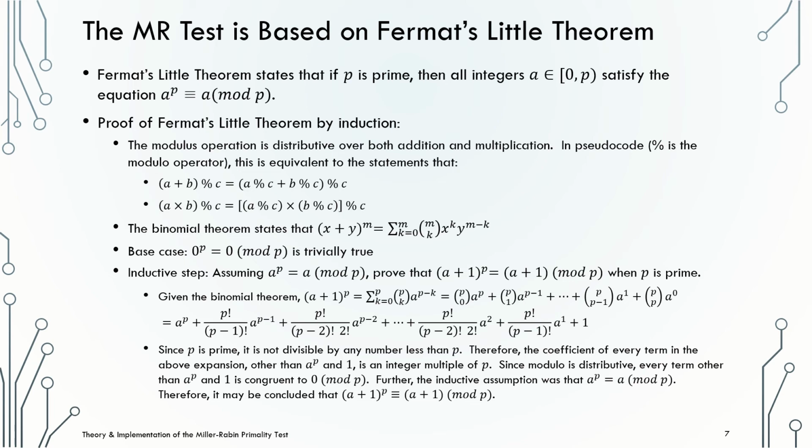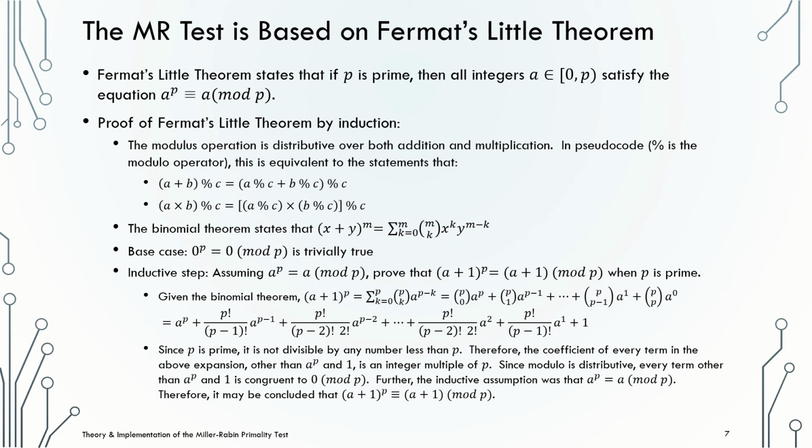If you're interested, Wikipedia has a great page explaining a number of proofs of this theorem. But let's dive into the one that uses the binomial theorem. So we're going to prove this by induction. The base case, that 0 to the p equals 0 mod p, is trivially true. The next step is assuming that a to the p is congruent to a mod p, then (a + 1) to the p is congruent to a + 1 mod p when p is prime.